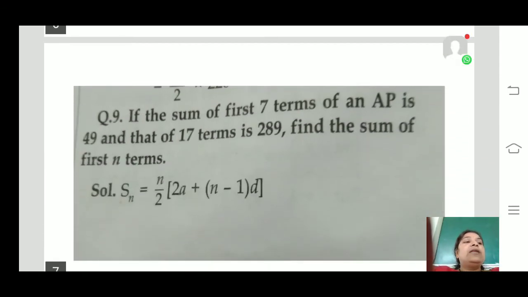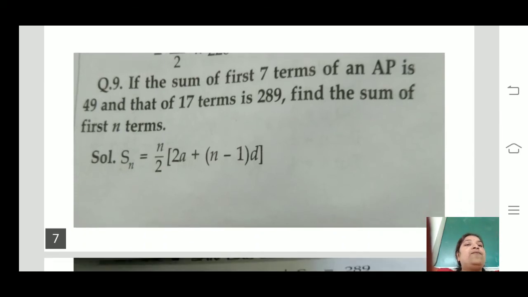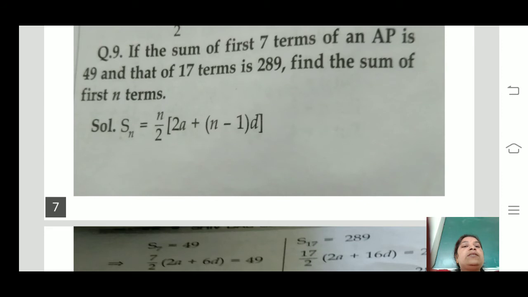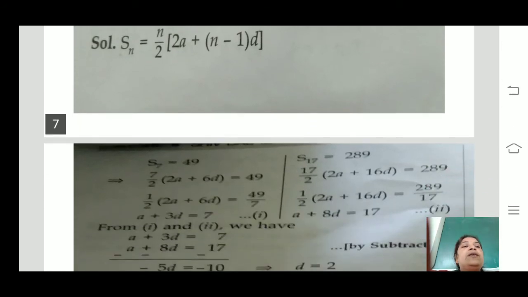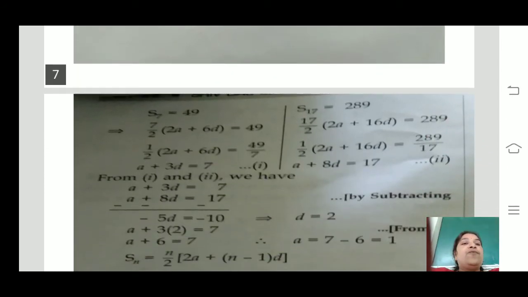Now, let us see question number 9. Here, the sum of the first 7 terms of an AP is 49. That means S7 is given as 49. And that of 17 terms, S17, is given as 289. Find the sum of n terms. Firstly, we are using S7, that is 49. We know the formula for Sn, n by 2 in a bracket 2a plus (n minus 1) into d.